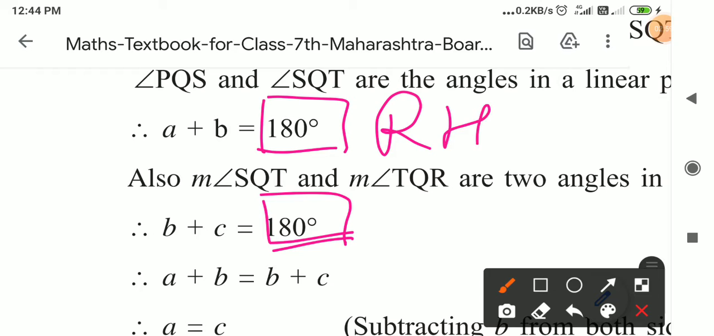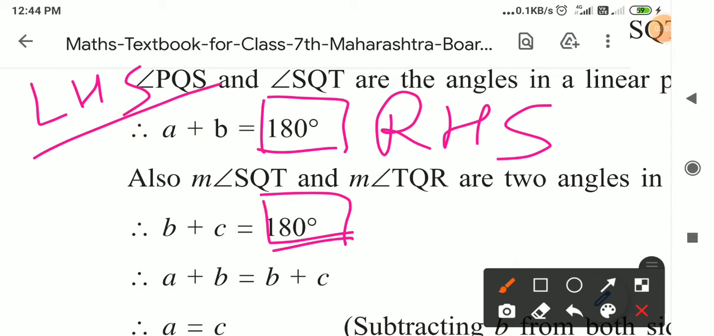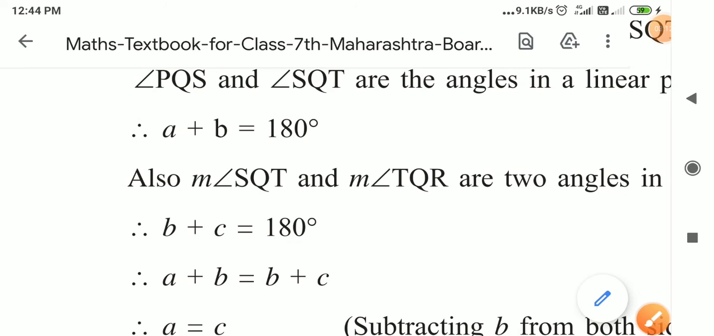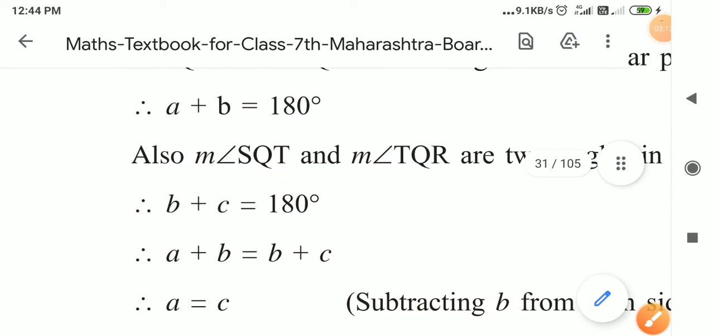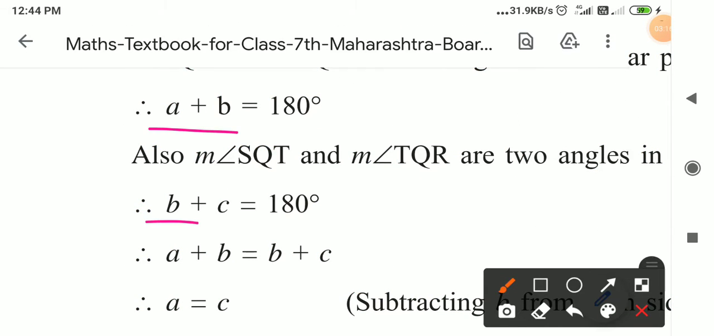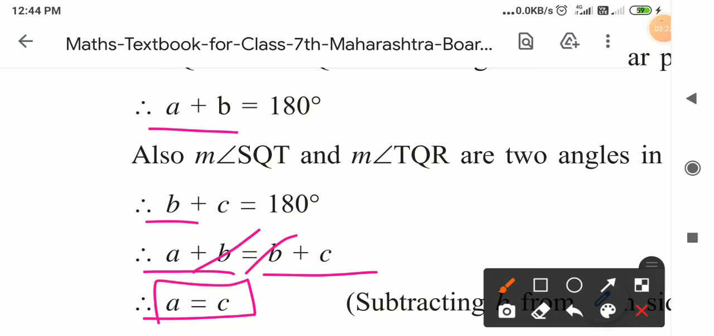RHS stands for the right hand side of the equation and LHS for the left hand side. The right hand side is 180 in both cases, so the left hand sides are equal. So A plus B is equal to B plus C. B cancels with B, so what remains? A is equal to C.